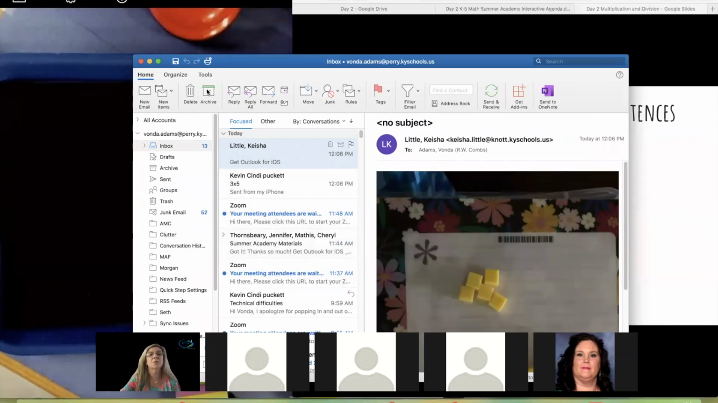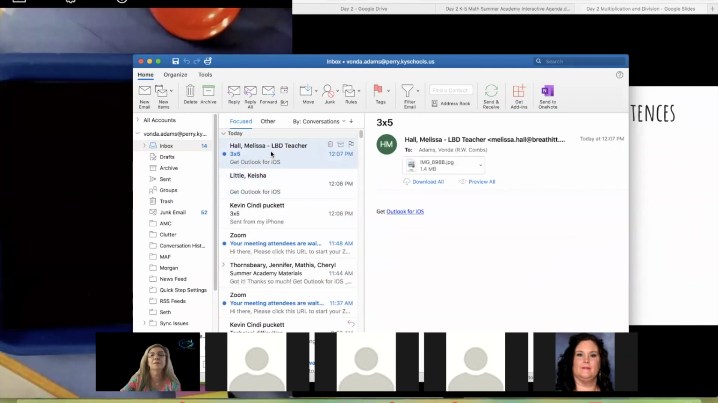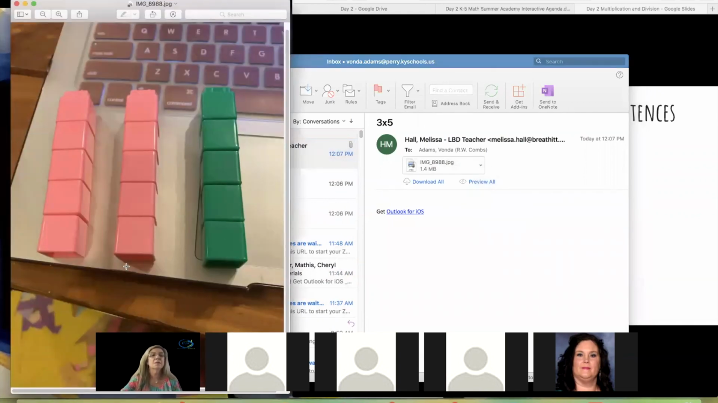Just a little bit more, see if we can get any more. There's one more. Here's Melissa's. Okay, so Melissa's used the Unifix cubes. I like the trains. We've got 3 trains with 5 cubes in each train. So 3 groups of 5. Nice job.